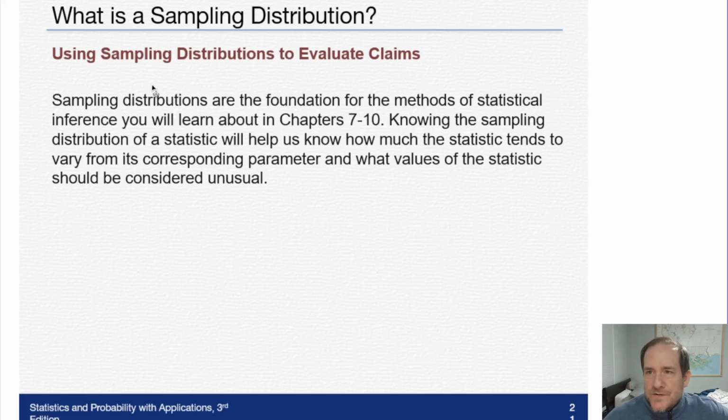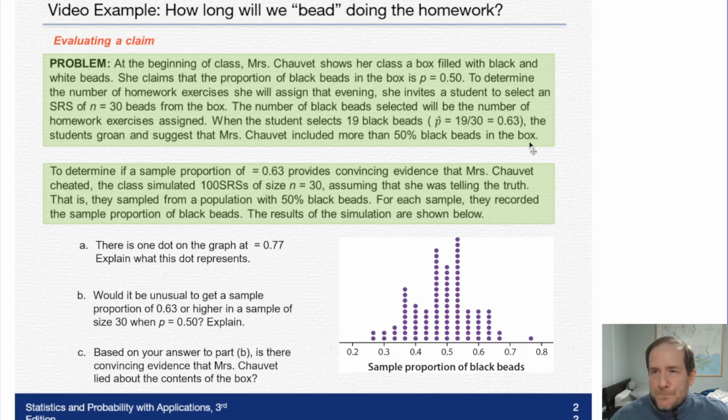All right, using sampling distributions to evaluate claims. Sampling distributions are the foundation for the methods of statistical inference that you'll learn about in chapters 7 through 10. Knowing the sampling distribution of a statistic will help us know how much the statistic tends to vary from its corresponding parameter and what values of the statistic should be considered unusual. So let's look at what that's about.